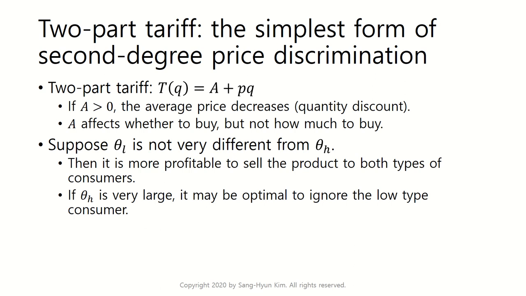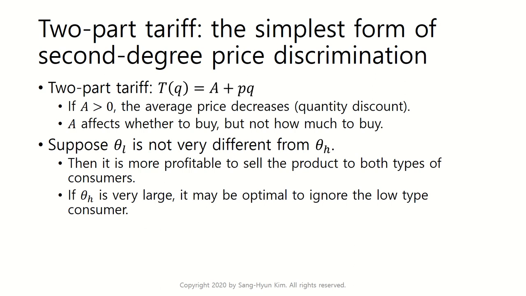So we consider the simplest form of second degree price discrimination, or the simplest form of nonlinear pricing, called two-part tariff. It's called two-part tariff because it consists of two parts. So let's look at the equation. It looks actually very similar to what we just saw, but notice that there is no subscript i.